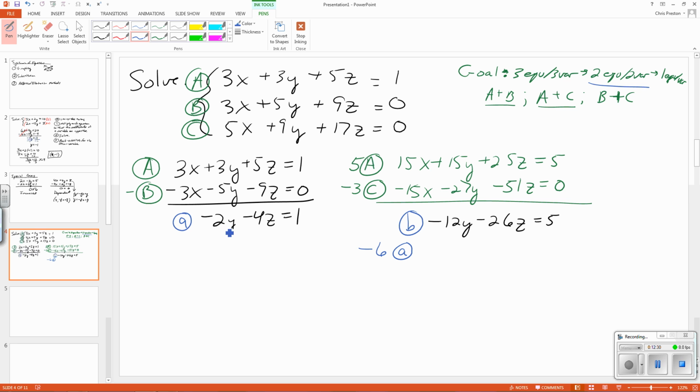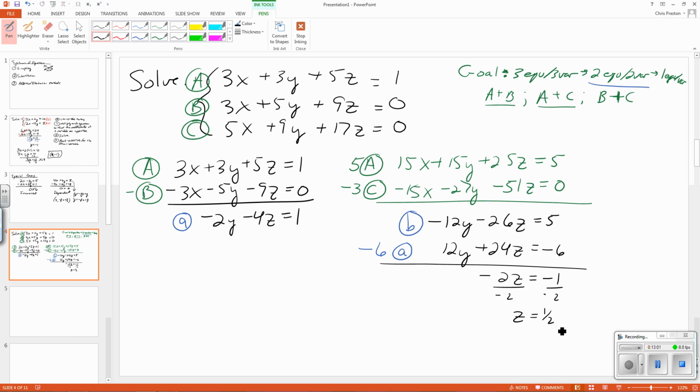Negative 6 times negative 2 will make it a positive 12, which will cancel out that negative 12. So negative 6 times everybody in little a. So positive 12y, positive 24z, and negative 6. So let's cancel out. Negative 2z equals negative 1. Divide by negative 2. And z equals 1/2.